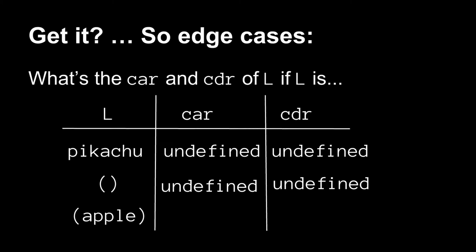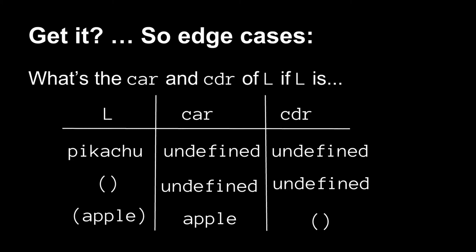You can't get the car and cutter of an atom, and you can't get the car and cutter of an empty list. So what happens if there's only one element? Well, let's think about it. Intuitively, car will probably get the atom apple back out. But what does that leave for cutter? Well, cutter gets everything that's not the first, which is nothing.